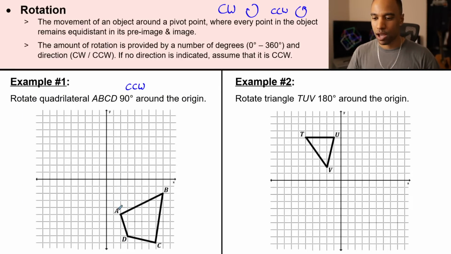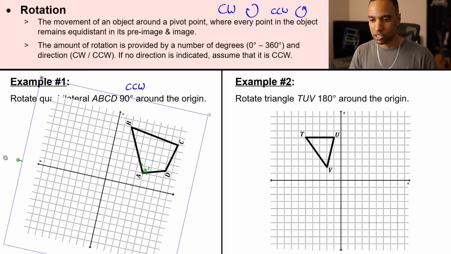So I'm going to go from A, instead of going 2 to the right, I'm actually going to go 2 up. And then instead of going 5 down, I'm going to go 5 to the right. Because again, 90-degree rotation. So 5, 2 is where A prime is. Okay. Let's look at B. And I'm going to rotate this thing.